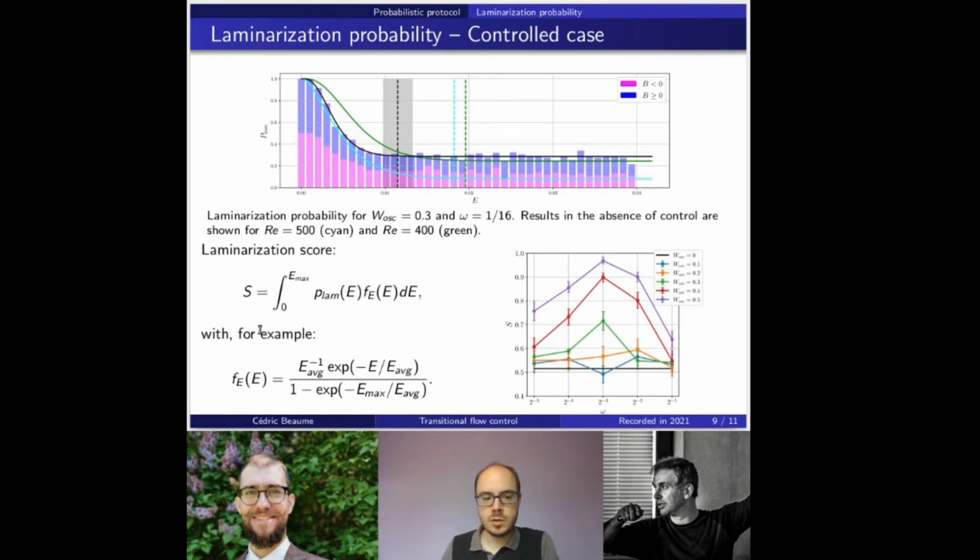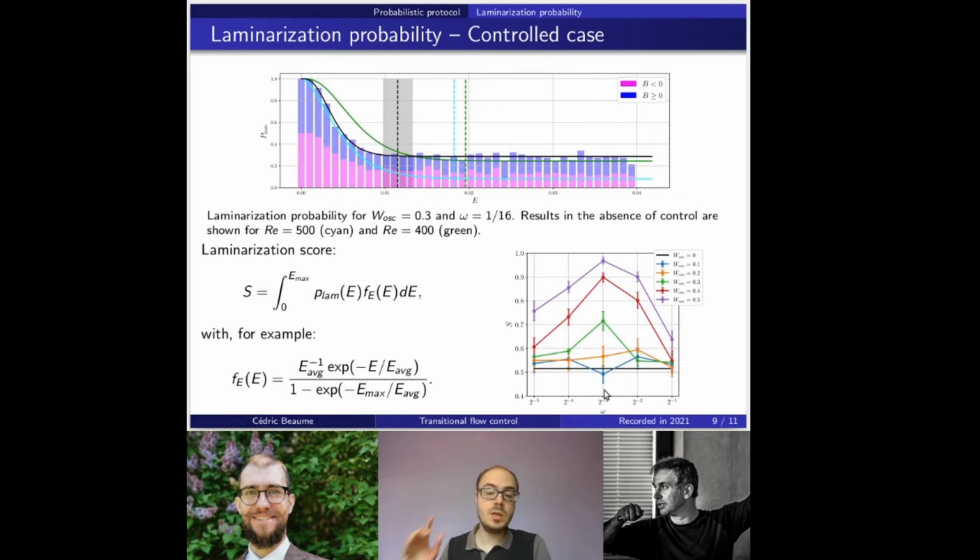For example, here we've selected a distribution that is exponentially decaying with the value of the energy, which means that lower amplitude or lower energy perturbations are more often generated in our system than larger energy ones. And if we calculate this laminarization score with this distribution, what we observe is shown on the diagram here on the right. This is shown for various values of the amplitude of control, WOSC, and of the frequency here. And we observe two striking things.